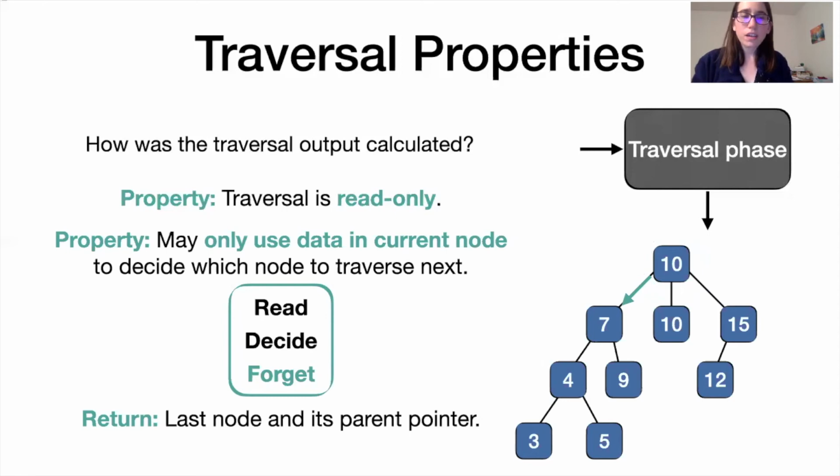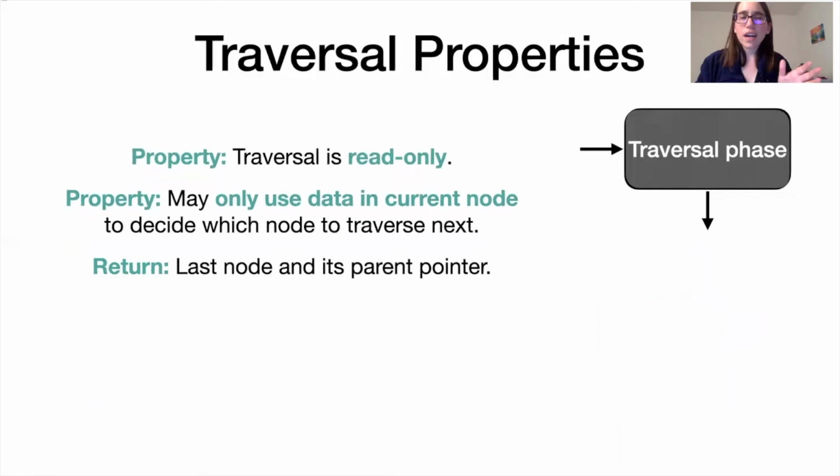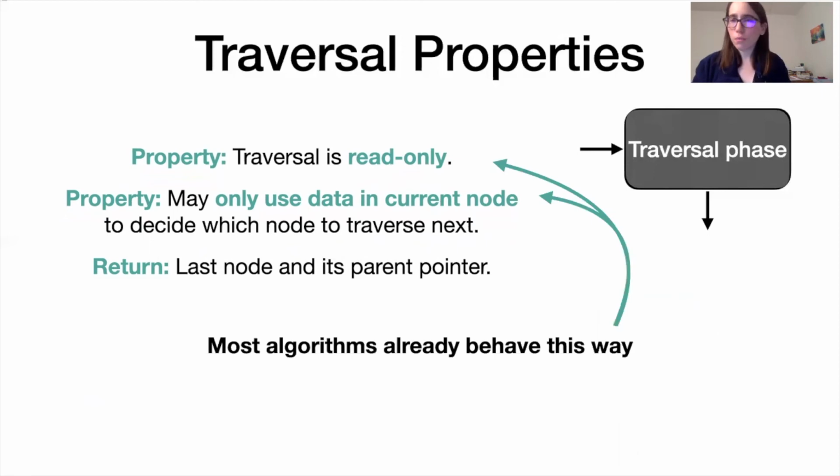And finally, the return value for the traversal is the last node that you reached, the place you decided to stop in your traversal, plus the pointer into it. So these are, at a high level, the properties for the traversal, and there's more details in the paper. But the nice thing to notice is that these first two properties are naturally satisfied by most data structures in the literature and all lock-free data structure algorithms that we looked at.